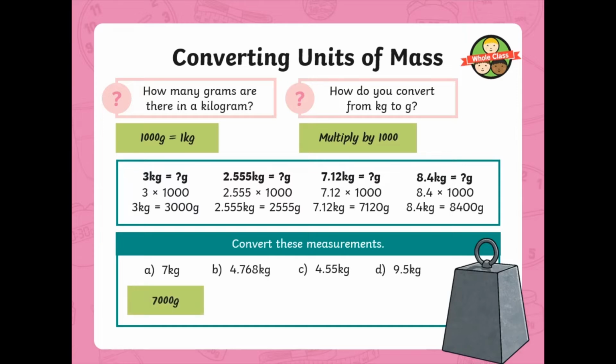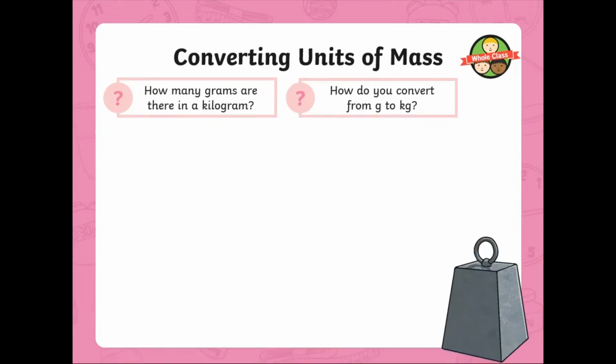So number 1 is 7,000 grams. B, 4,768 grams. C, 4,550 grams. And D, 9,500 grams. Well done if you got all of those correct. So let's have a little look at the next section.